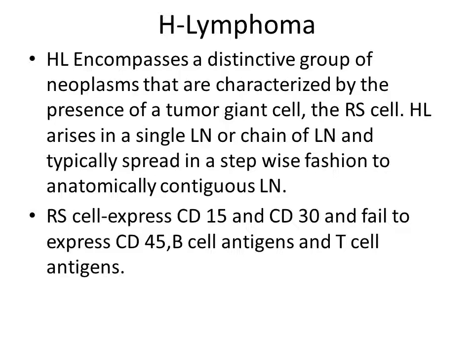Today we are going to discuss Hodgkin lymphoma. There are two major types of lymphoma: one is Hodgkin lymphoma and the other is non-Hodgkin lymphoma. Today we will discuss Hodgkin lymphoma. Hodgkin lymphoma encompasses a distinct group of neoplasms that are characterized by the presence of a tumor giant cell. This tumor giant cell is known as the RS cell, the Reed-Sternberg cell.